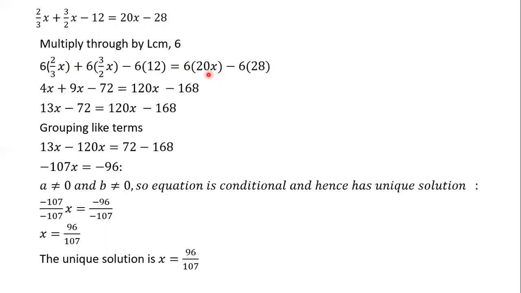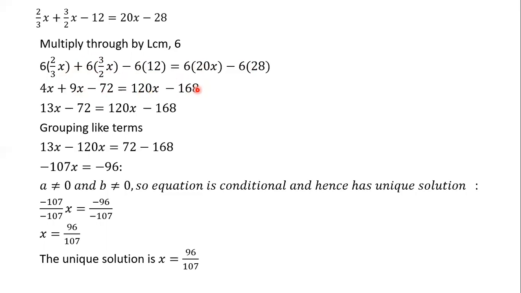So whenever you see the bracket, it's multiplication. Good. So 6 times 2 over 3x. 3 goes into 6, 2. 2 times 2 will be 4. If you have a calculator, you can use it to compute 6 multiplied by 2 over 3. See the answer. Plus now 6 multiplied by 3 over 2. Now 2 goes into 6, 3. So 3 times 3 is 9x. Minus 6 times 12 is 72. Equal to 6 times 20x is 120x. Minus 6 times 28 is 168.